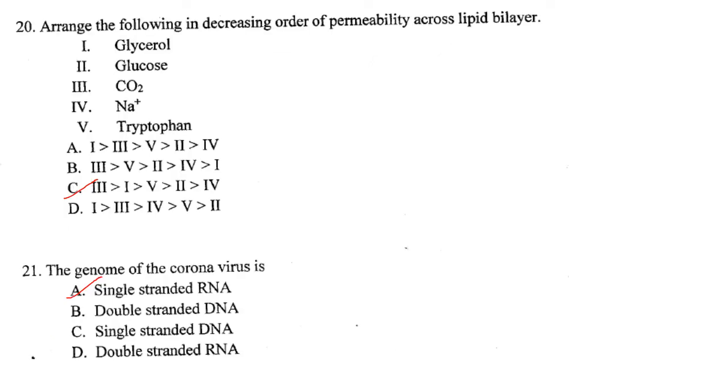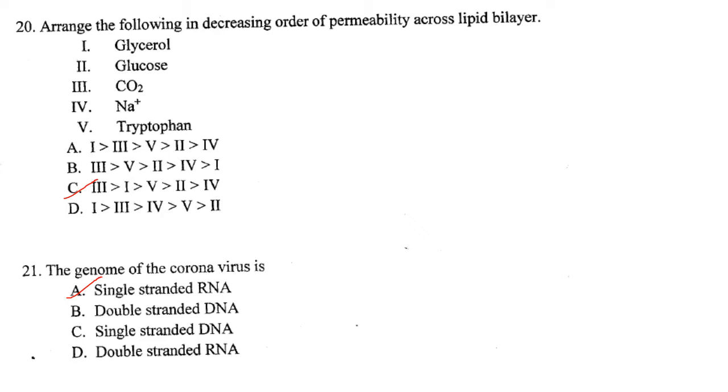Then arrange the following in order of permeability across lipid bilayer. So carbon dioxide will be the most permeable. So 3. Then the least permeable will be Na positive ion. So 3 must be in the beginning and 4 must be at the end. So that is seen in the case of option C. So C will be the answer. But we will see for the others also. So 3 is greater than 1, that is glycerol, is greater than tryptophan and is greater than glucose, and that is greater than Na+. So answer is option C.